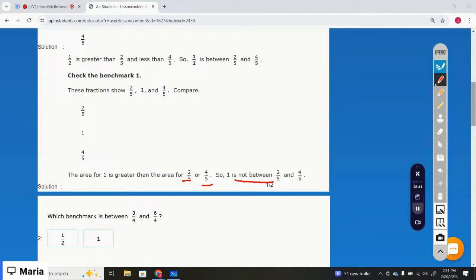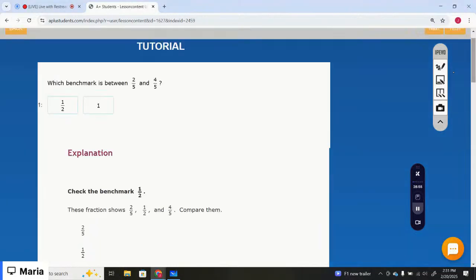The other one, half, is between 2 by 5 and 4 by 5, because 2 by 5 is smaller than half and 4 by 5 is greater than half. So the correct option is 1 over 2. Let's just start with the test questions.